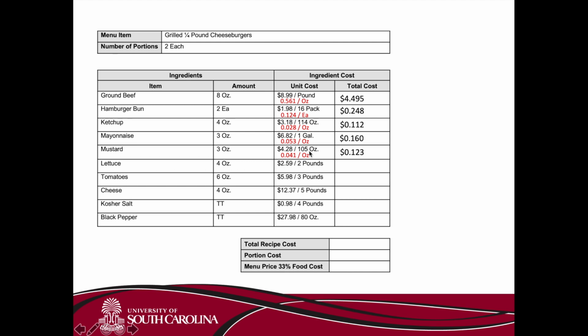Our lettuce comes in a 2-pound bag for $2.59. We need ounces here, okay? So if 16 ounces are in 1 pound, 32 ounces are going to be in 2 pounds. So 259 divided by 32 gives us our total here, just over 8 cents times 4 gives us the 32.